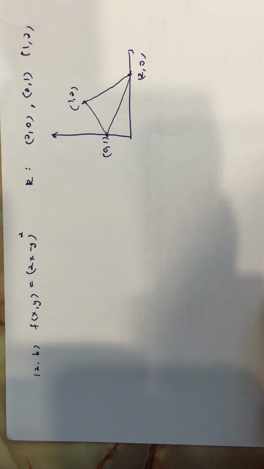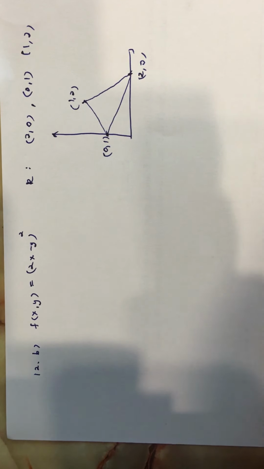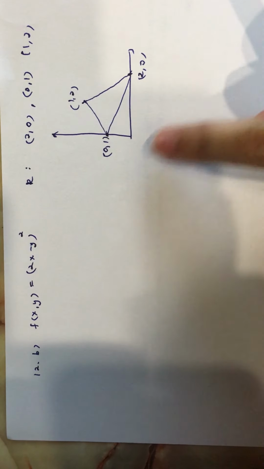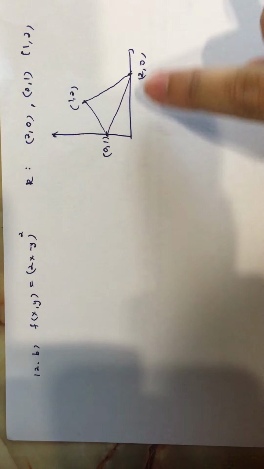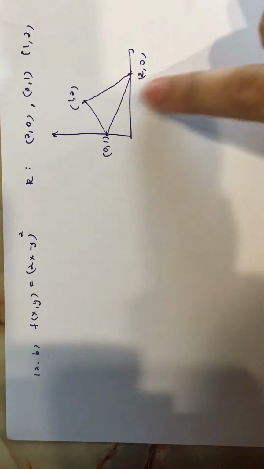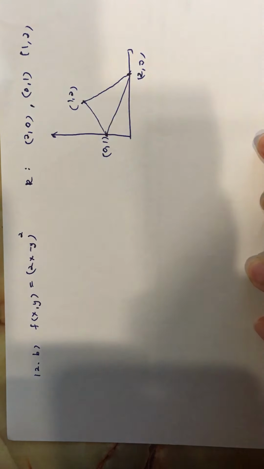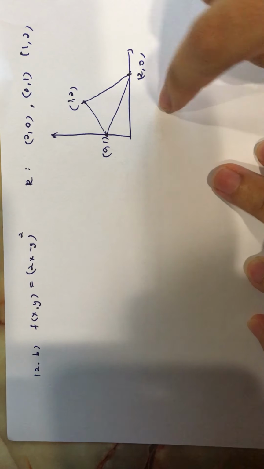Okay, so for question 12b, we have f of x, y equals (2x minus y) squared. And then we have region R, segitiga yang bounded by these three bucu. So, kalau kita lukis di segitiga dalam xy plane, then we have this segitiga.